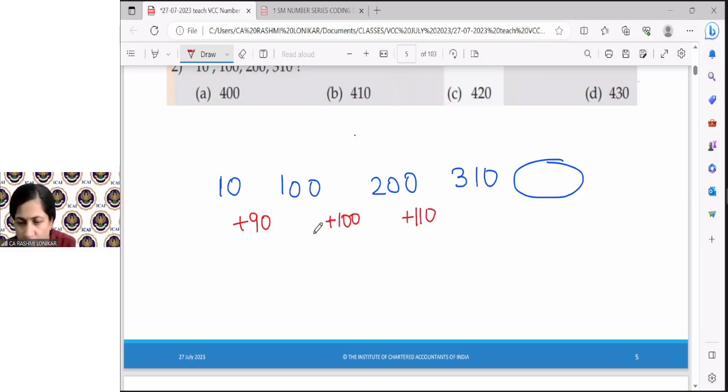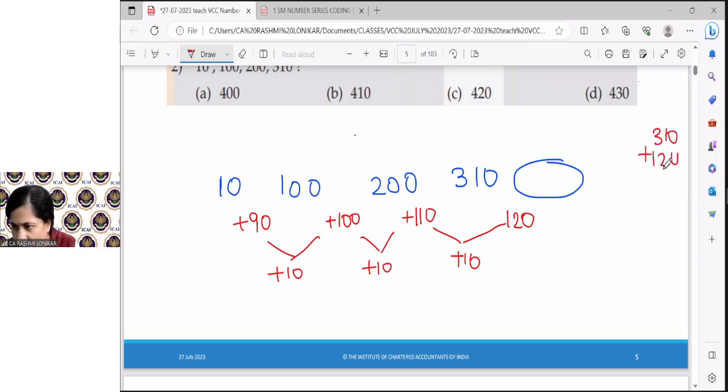Okay, so what is the difference here? This is plus 10. What is the difference here? Plus 10. So what should be the difference here? It should be plus 10. 110 plus 10, you will get 120 over here. Now this 310 plus 120. 310 plus 120 on the calculator, you get the answer as 430.